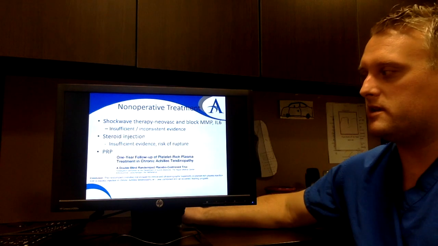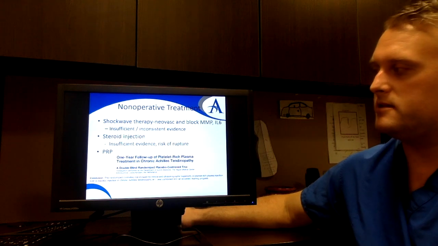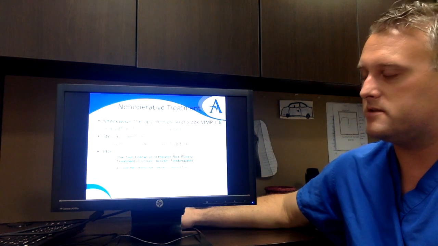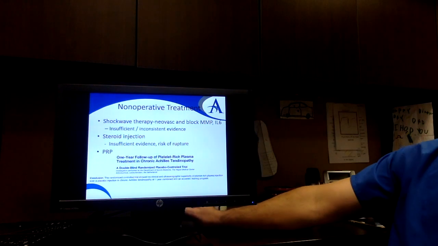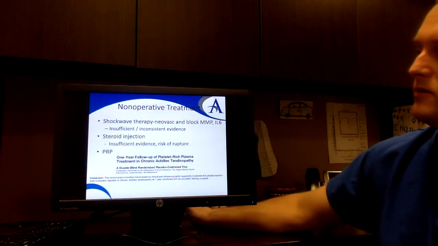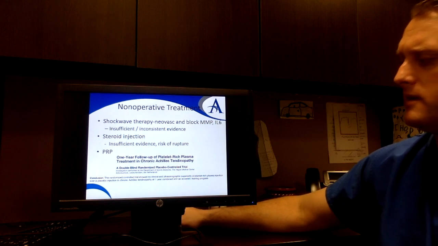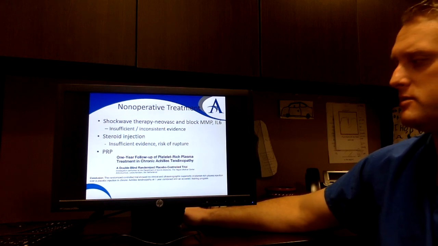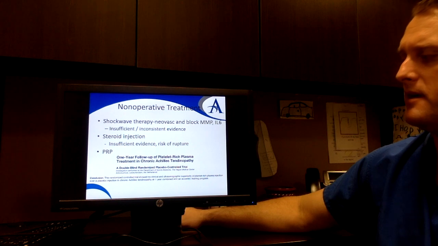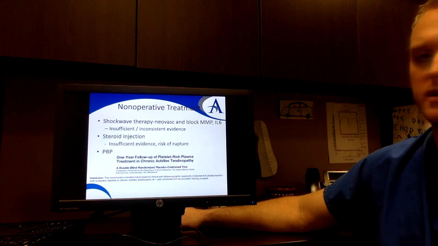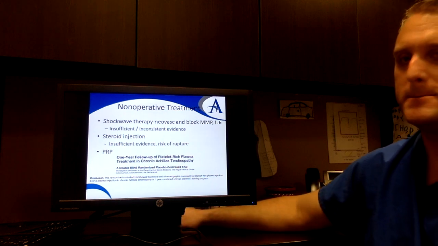Shockwave therapy. Steroid injection, obviously you don't want to do that. PRP has some promising results. The data is still being evaluated, but most people have improvement at 1 year. Some people say that there's no difference between the PRP as well as the eccentric training program for tendinosis.